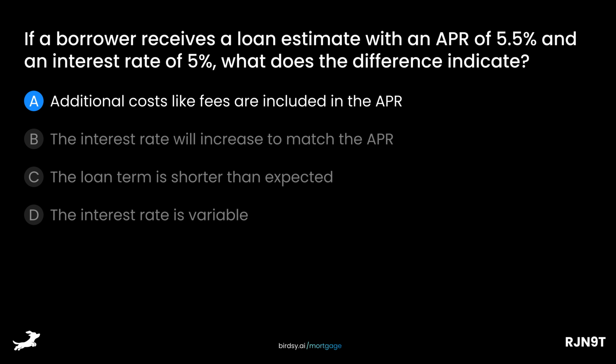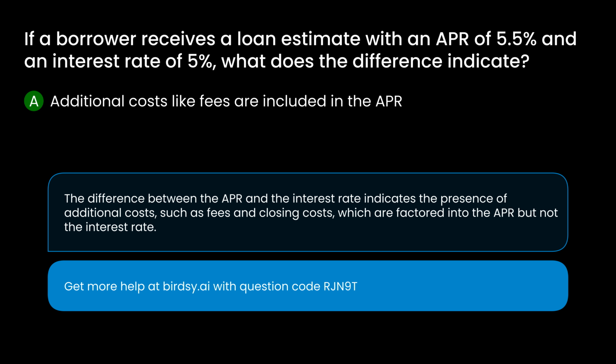Is it A, additional costs like fees are included in the APR, B, the interest rate will increase to match the APR, C, the loan term is shorter than expected, or D, the interest rate is variable? The answer is A, additional costs like fees are included in the APR. The difference between the APR and the interest rate indicates the presence of additional costs, such as fees and closing costs, which are factored into the APR but not the interest rate.